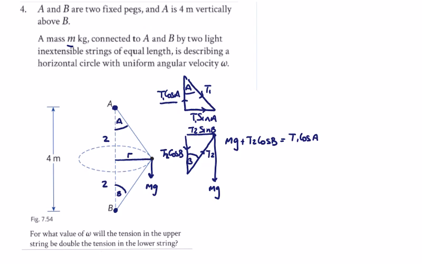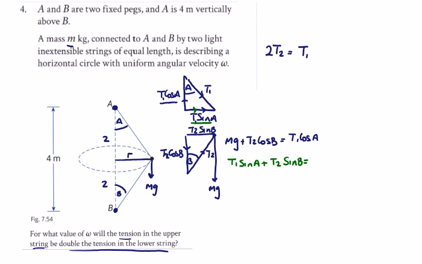And we're told that the tension in the upper string will be double the tension in the lower string. So tension in the upper double the tension in the lower. So T1 will be equal to 2T2. This question, we're going to need that in a minute, I'm sure. Right, let's have a look at the horizontal. What have we got? We have these two in the horizontal, my T1 sine A and my T2 sine B. So T1 sine A plus T2 sine B is equal to my centripetal force.